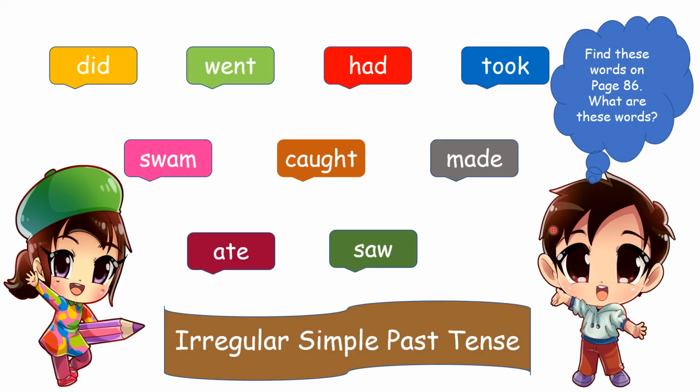We will start with the word did. Repeat after me. Did. Next is the word went. Repeat after me. Went. Next is the word had. Repeat after me. Had. Next is the word took. Repeat after me. Took.